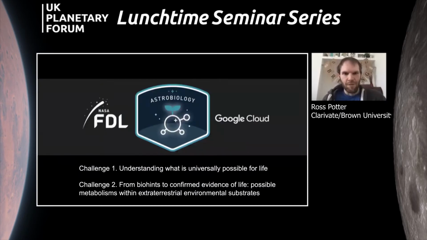The rest of the programs were based in the FDL at California, and the first was astrobiology. Again, there were 2 challenges here, looking at trying to understand what is universally possible for life. So they were looking at using machine learning to look at the chemistry of different biospheres and looking for ecological signals to see what they could tell us about whether they could represent life.